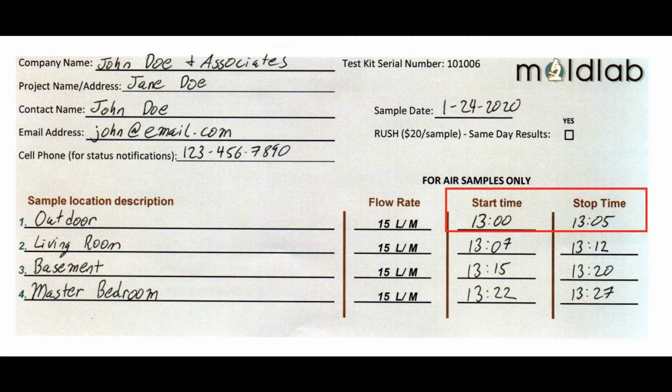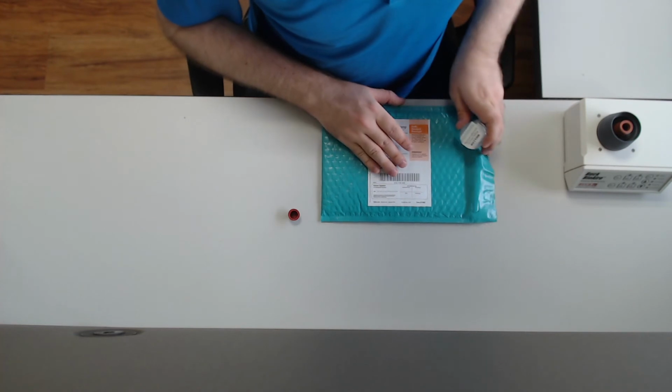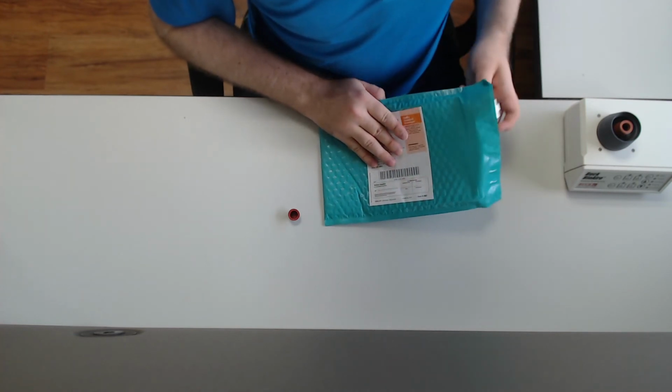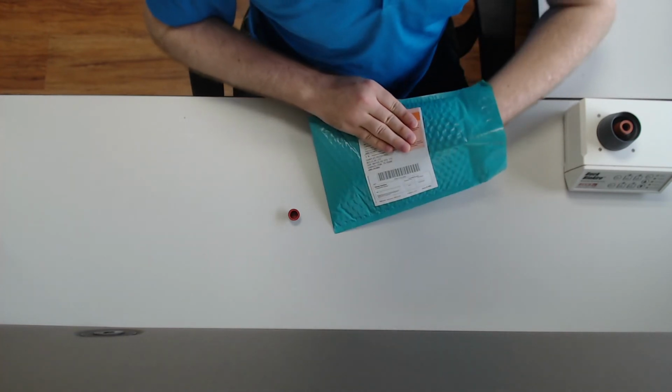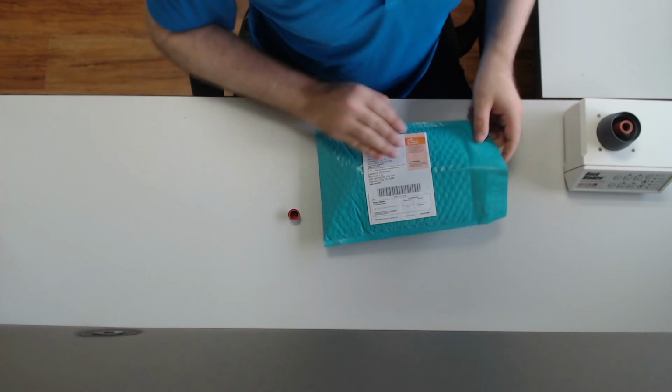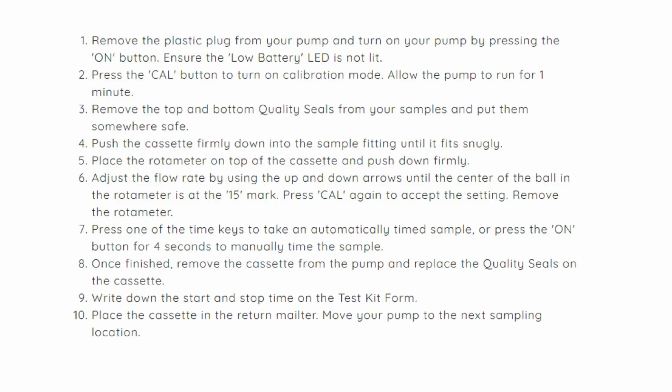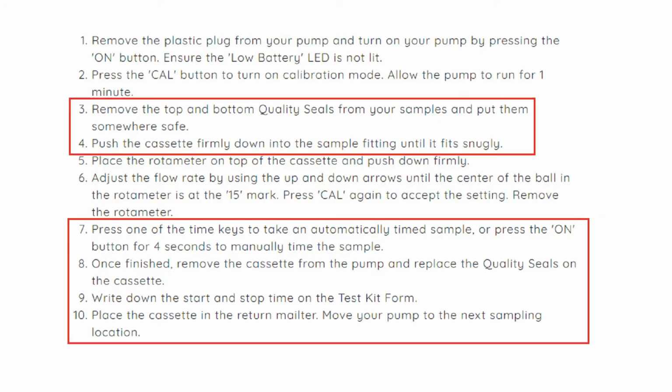Step 9. Write down the exact start and stop time for your sample onto the test kit form. Step 10. Place the cassette in the return mailer. Move your pump to the next sampling location. Step 11. Repeat steps 3 to 4 and 7 to 10 for each sample you wish to take.